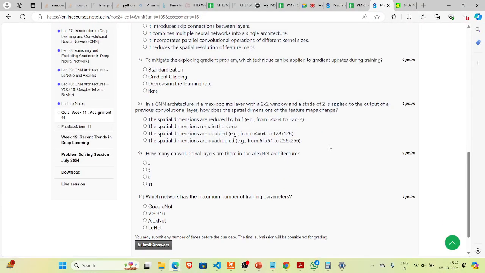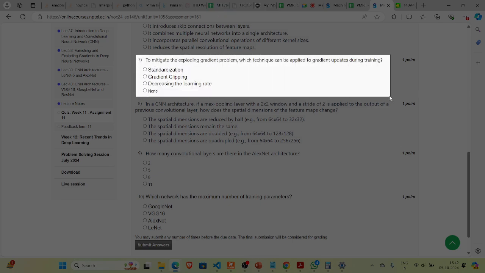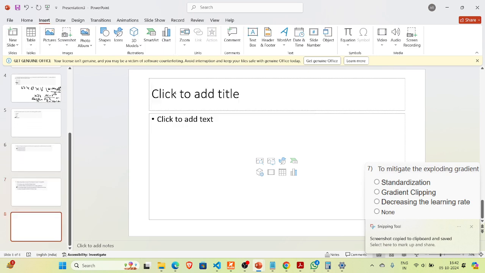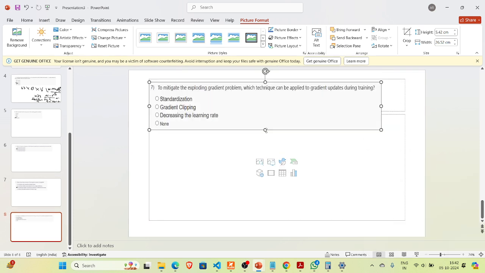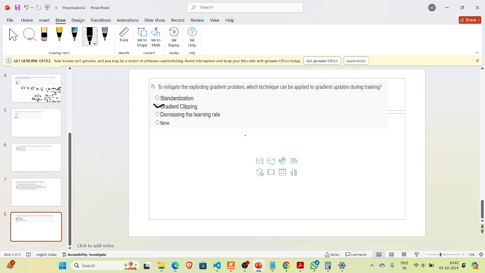So the next question here is question 7. How do we control exploding gradient? Not a tough one actually. We do it by gradient clipping. Gradient clipping is nothing extraordinary. What we do is we keep an upper threshold, say alpha.